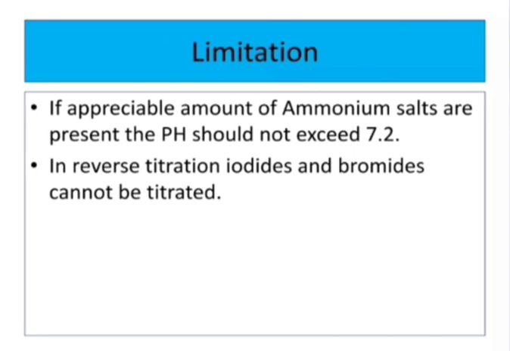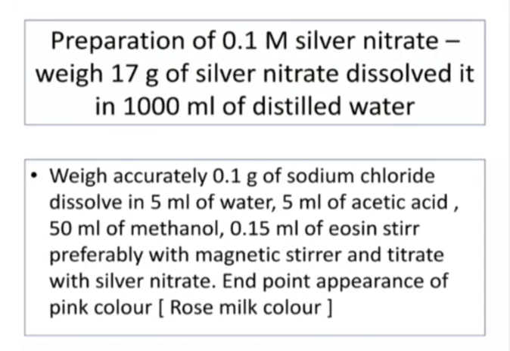If an appreciable amount of aluminum salts is present, pH should not exceed 7.2. In reverse titration, iodides and thiocyanates cannot be titrated.